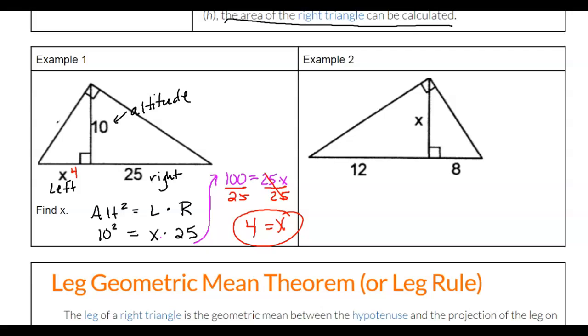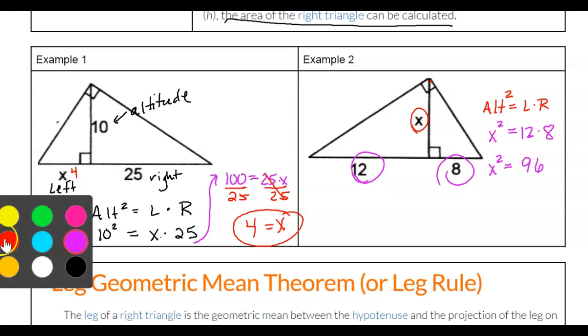Okay, so let's try example 2. This is going to be slightly different. So same formula. We know that altitude squared equals left times right. So altitude, here's my right angle. So this is my altitude. So x squared equals my left times my right. Okay, so x squared equals 12 times 8 is 96.